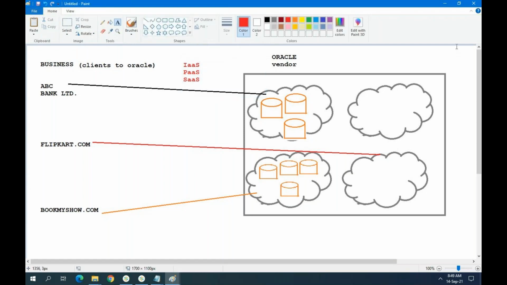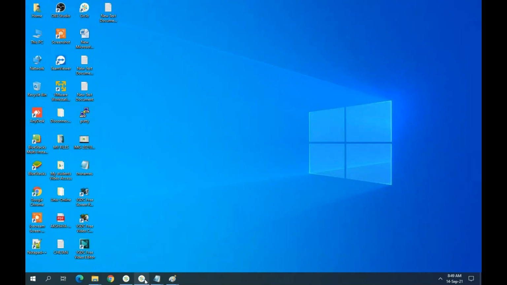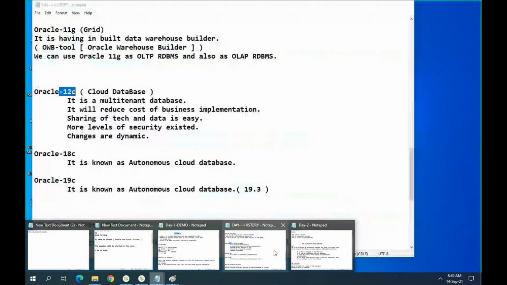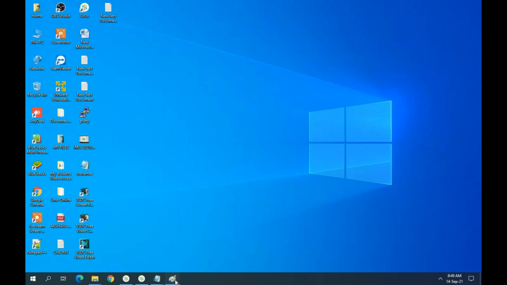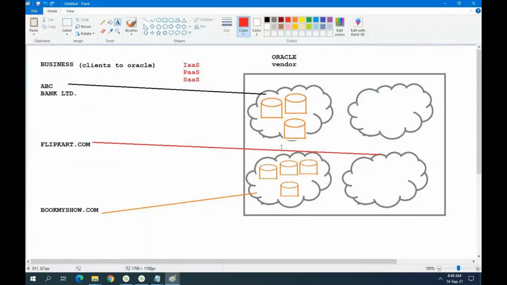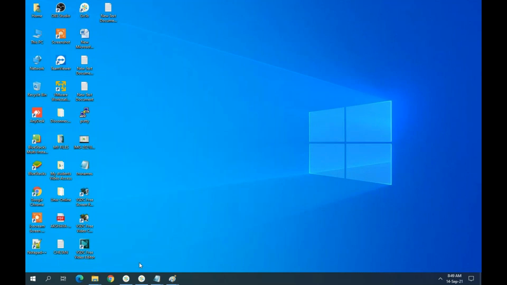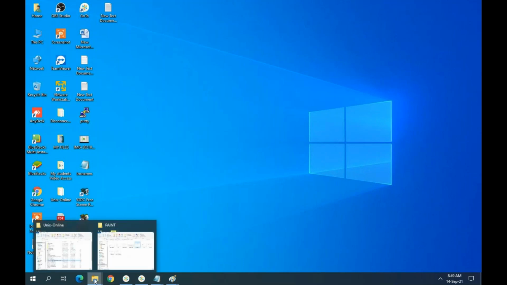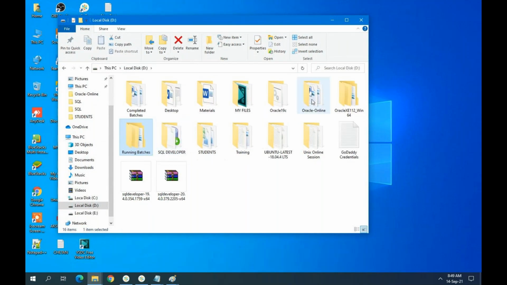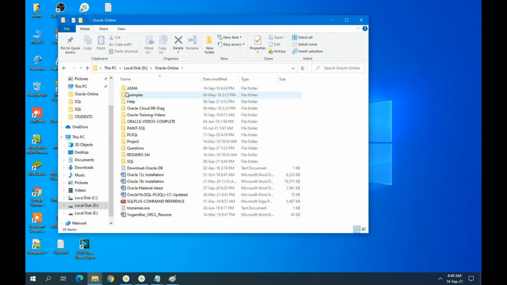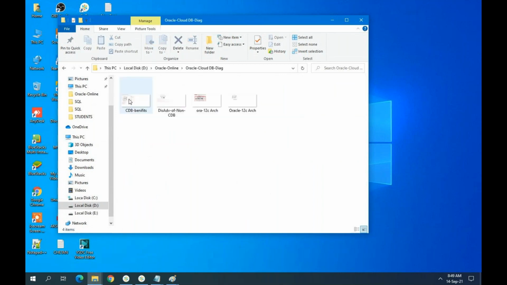Hope you understand, guys. Now, what is the next version? C for cloud database. We understand how it looks. The cloud database here we are using, just it is a cloud. Let me show you the official diagram from the Oracle company. There is an official diagram released by Oracle. If I open that, you will get a clear picture.